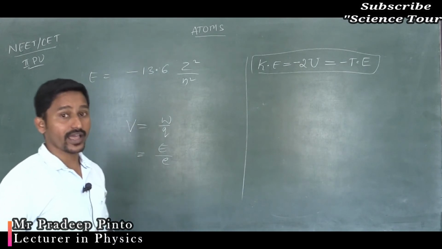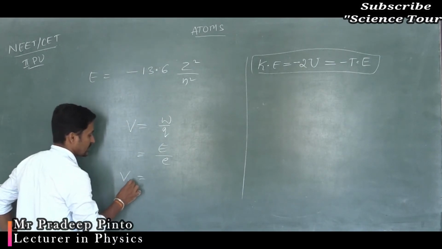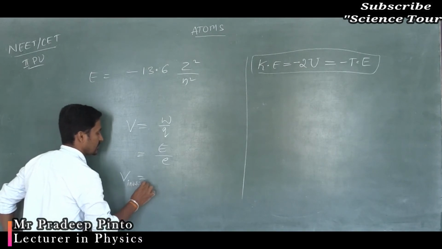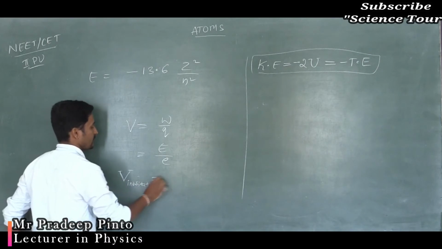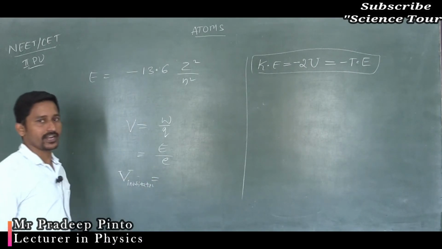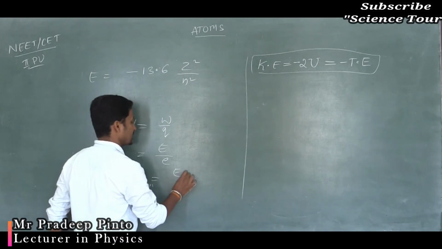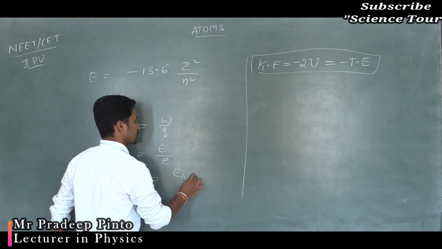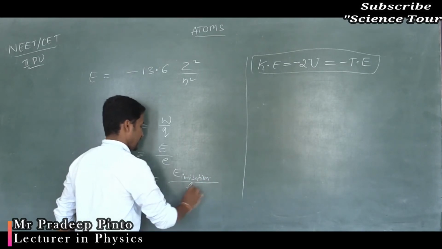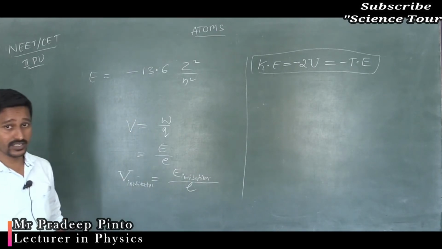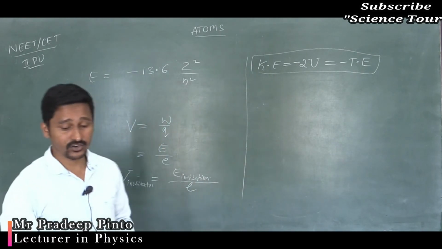Now I want the ionization potential. Ionization potential, V, is the minimum potential I have to apply to the outermost or first orbit electron so that I can eject that electron. That is nothing but the ionization energy divided by the charge of the electron, right? Ionization energy divided by the charge of the electron.